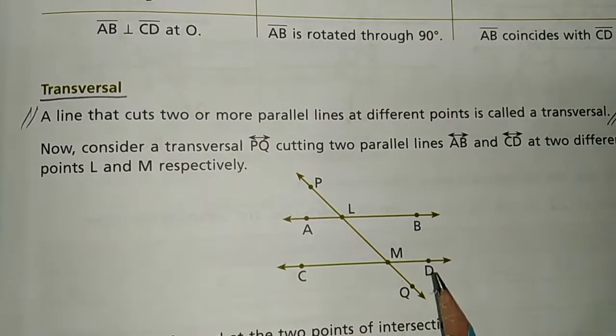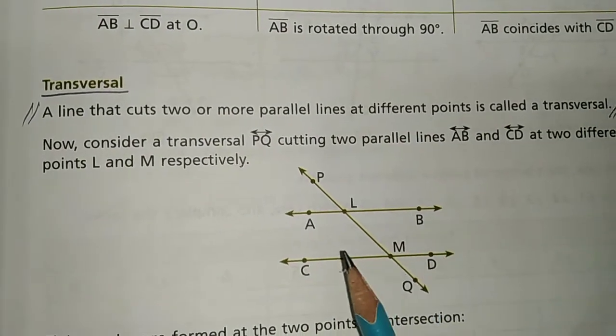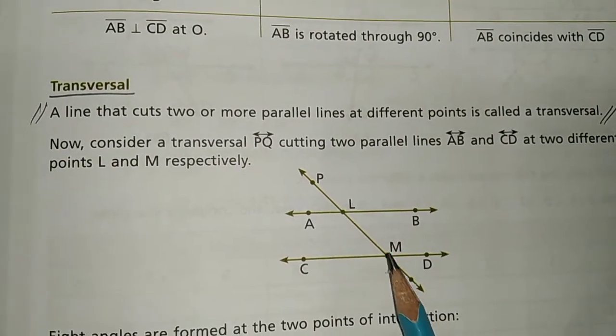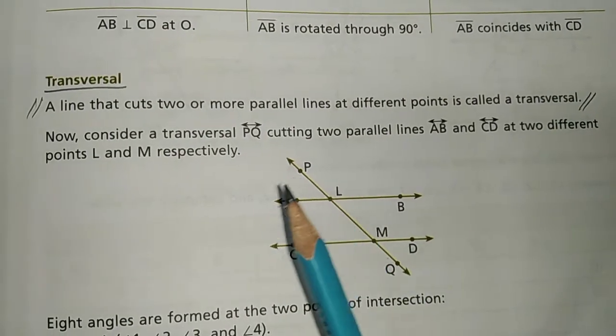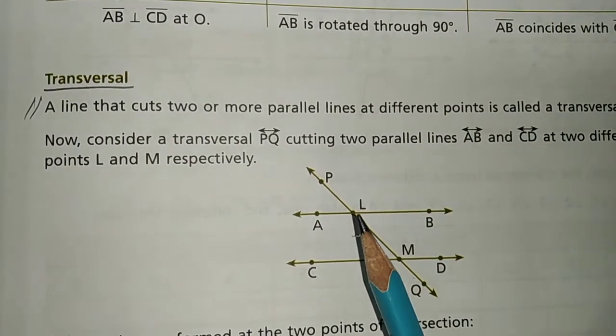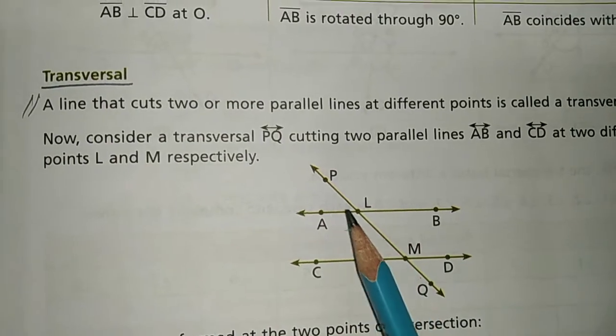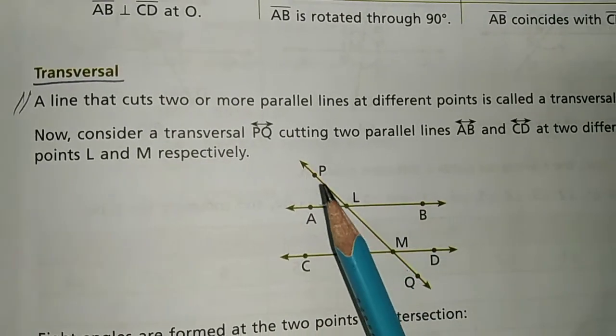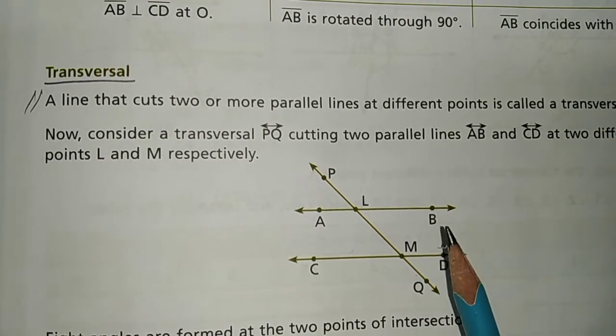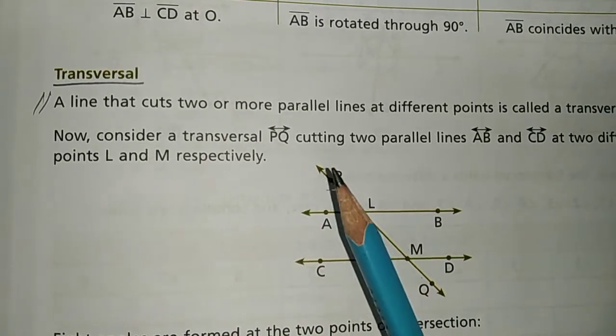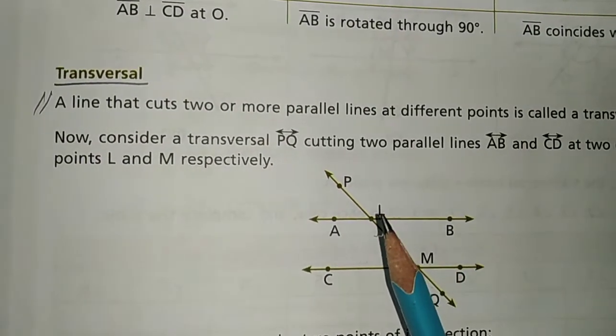Consider a transversal PQ cutting two parallel lines AB and CD at two different points L and M. So students, ऐसी line जो कि different parallel lines को, दो से ज़्यादा भी हो सकती हैं, 3, 4, अगर उनको different points पर एक ही line कट करके गुजरे तो उसको हम transversal बोलेंगे.